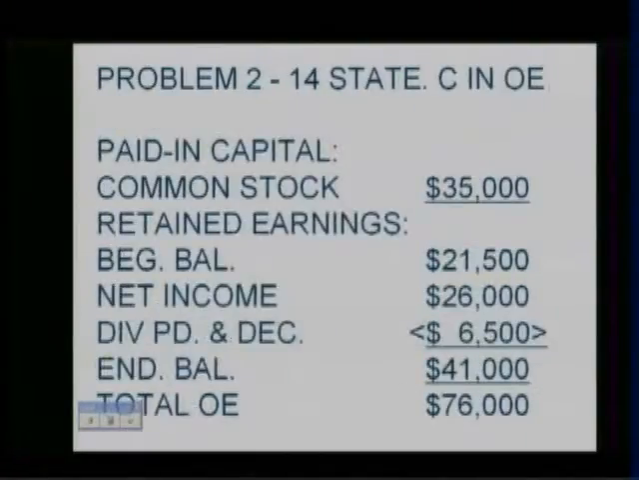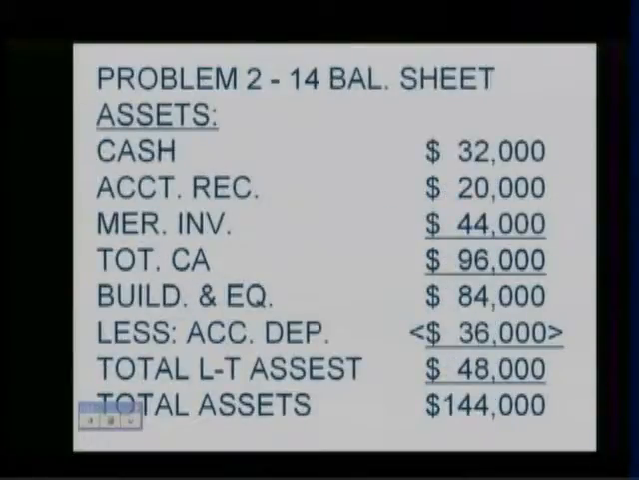So if we know our net income, now we can do our statement of changes in owner's equity. We know our stock is $35,000 and it didn't change. Our beginning balance in retained earnings was $21,500. We just computed our net income to be $26,000, and they tell us that our dividends were $6,500. So our ending balance was $41,000 in our retained earnings account. You add that to the $35,000 of common stock, so your total owner's equity is $76,000. Now you're ready to do your balance sheet.